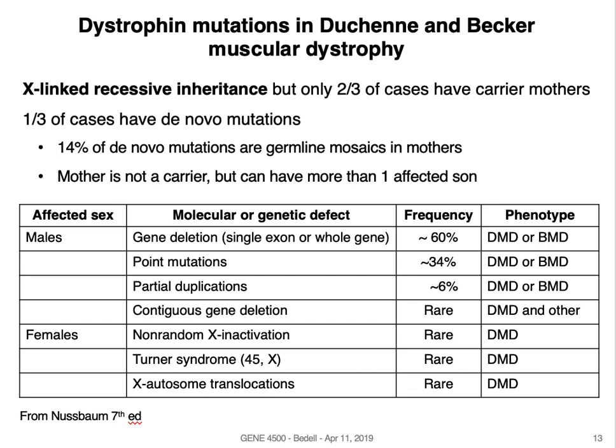Non-random X inactivation for females having it, Turner syndrome makes sense, right? There's only one X, and if that X came from the mom, she could have been a carrier, right? But if the daughter only has one X chromosome and that has the mutation, this is actually really interesting. X-autosome translocations. What does that mean? What's a translocation?